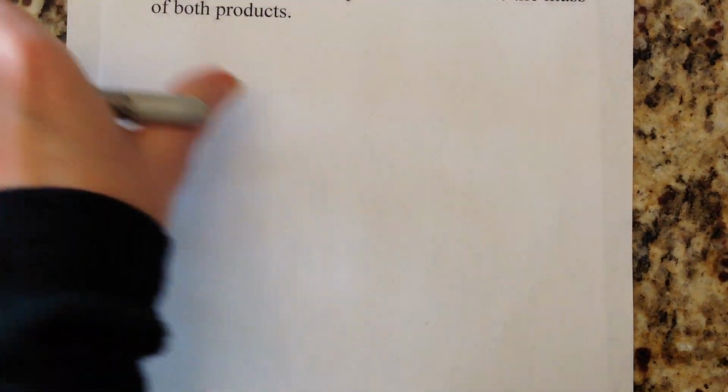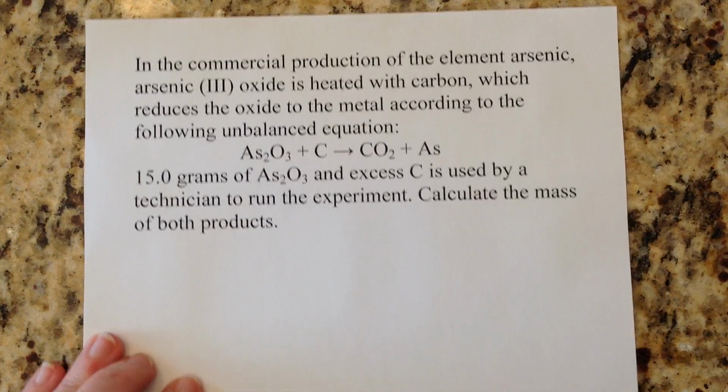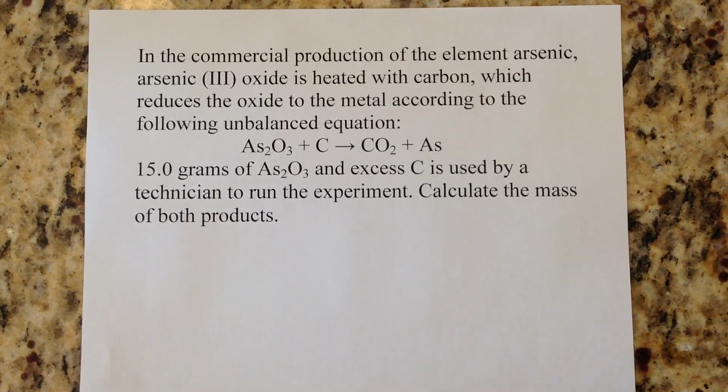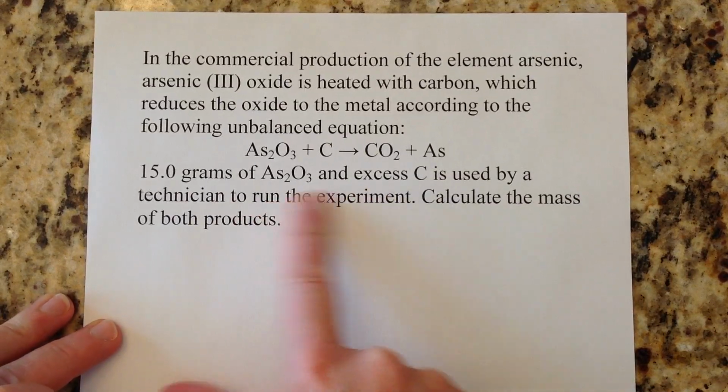Now I'll tell you, this next one looks like a mess up front, but you'll see they really gave you everything that you need. In the commercial production of the element arsenic, arsenic 3 oxide is heated with carbon, which reduces the oxide to the metal according to the following unbalanced equation. They just told me it was unbalanced, so I know I'm going to have to do that. So let's go ahead and deal with that.